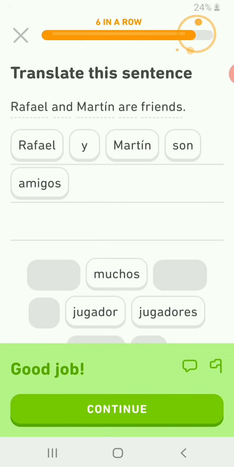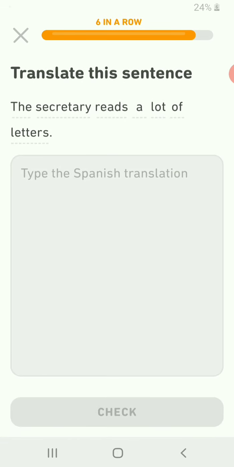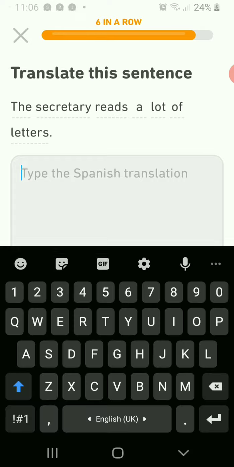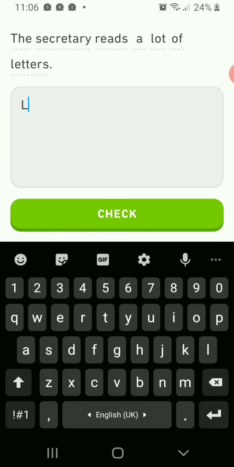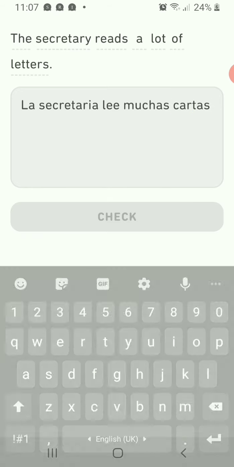Bien claro. Simply. So the secretary reads a lot of letters. So la secretaria, I think it's less. Let's see. Yes, it's muchas cartas. This is how it should be.